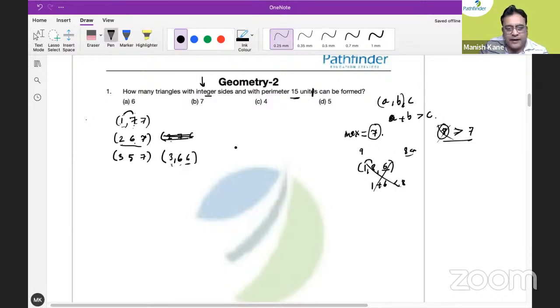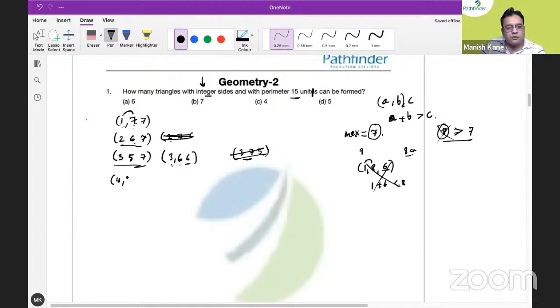Yes, this forms a new triangle. The sum of the lengths of the two smaller sides is greater than the largest side. Correct? Can we have 3, 7? If we take 3, 7, the third side is 5 and it is the same as this triangle. So I don't need any more. I can't form any more triangles with the side 3. So let us move one step ahead.